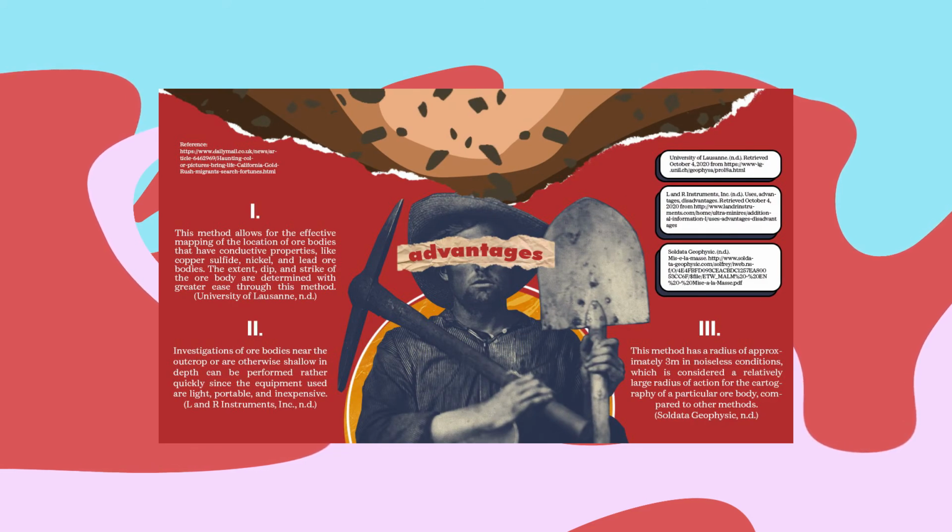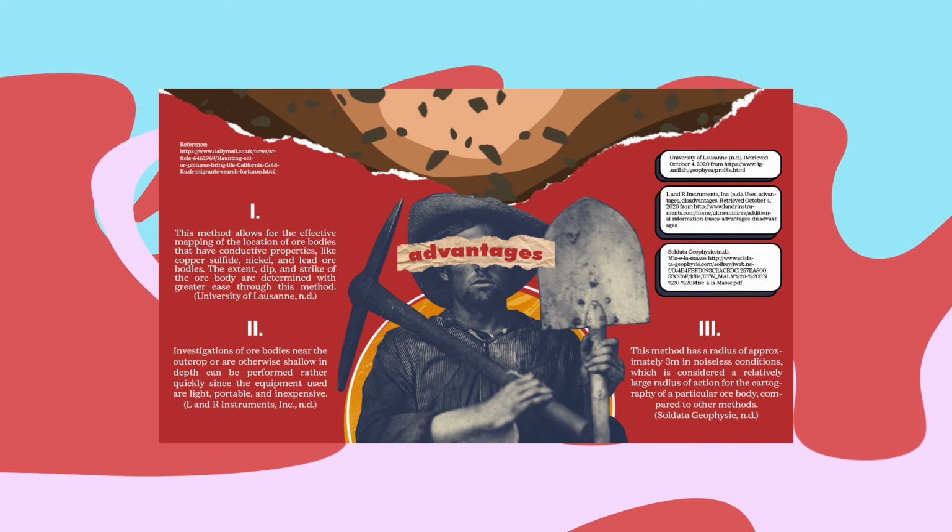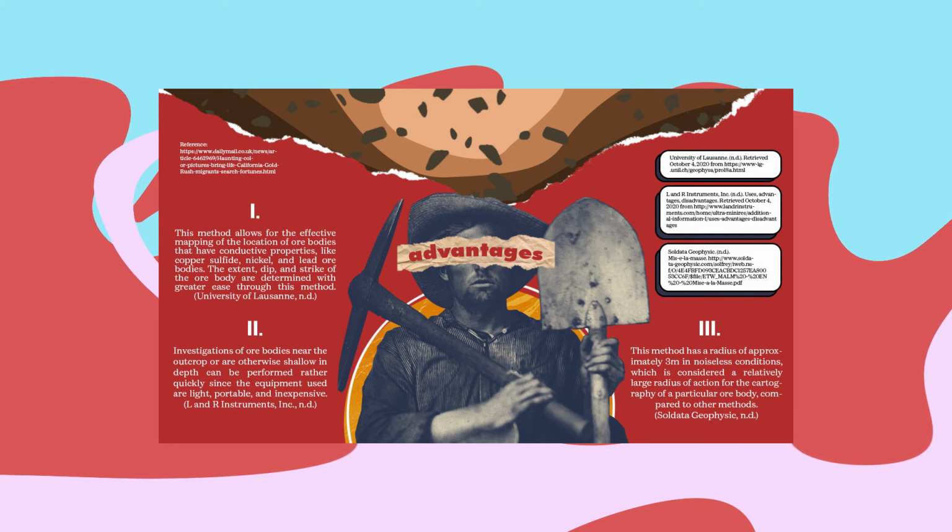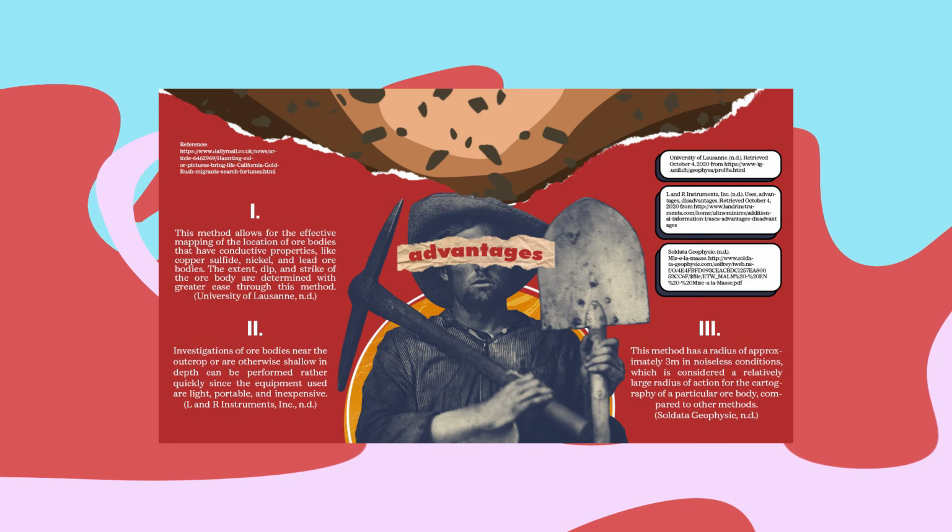Utilizing the Mise-A-La-Masse method of mining has its fair share of advantages and disadvantages to the people who use this in their mining techniques. One advantage of this method is that it allows for the effective mapping of the location of various ore bodies that have conductive properties, like copper sulfide, nickel, lead ore bodies, and other kinds of ore bodies that can be considered metallic in structure. The extent, dip, and strike of the ore bodies are determined with greater ease through this method.